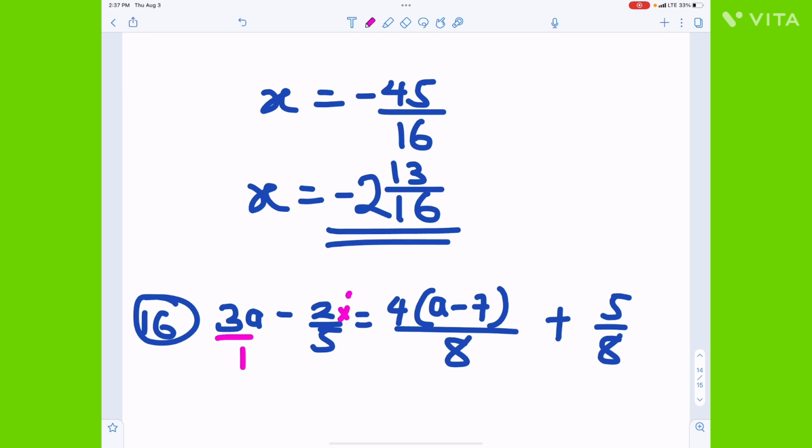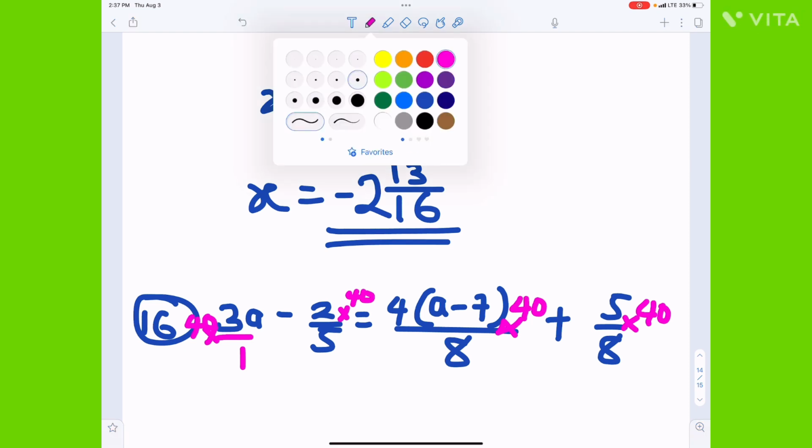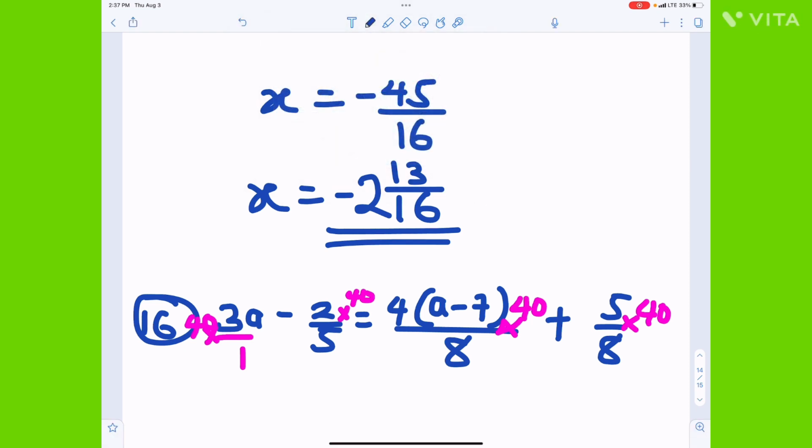40. So times 40, you understand? Times 40 here, times 40, times 40. Let's just do it straight to save time. So what does this give you? Let me use the green. So 40 times 3a is going to remain as what? 120a.